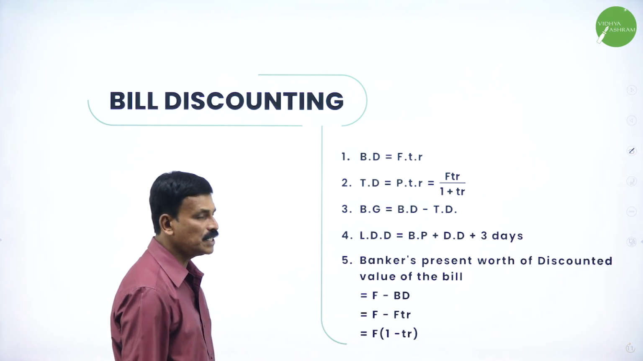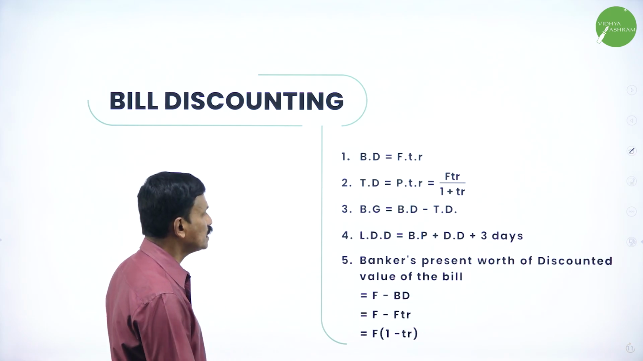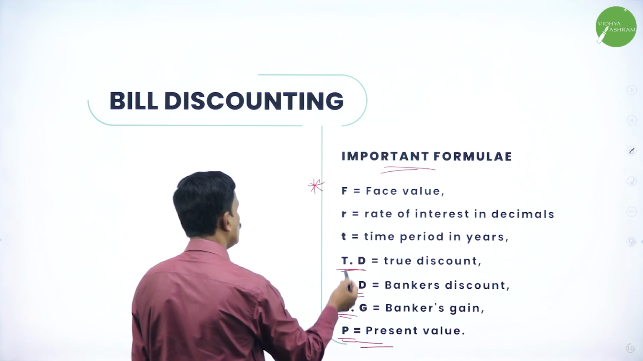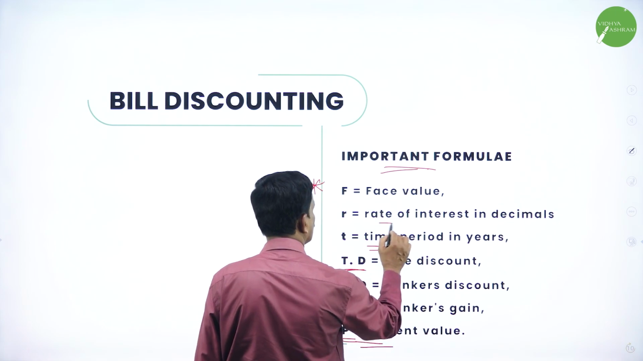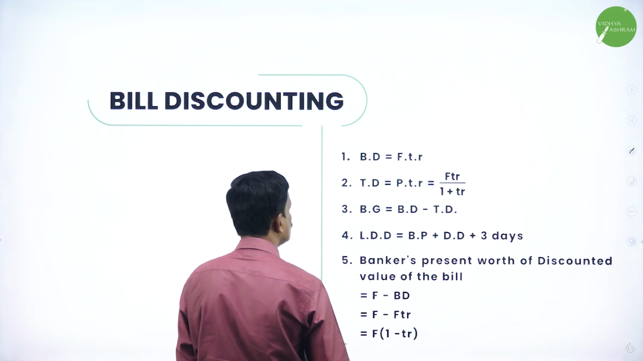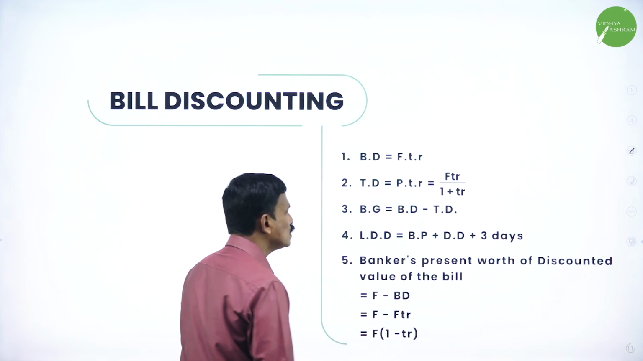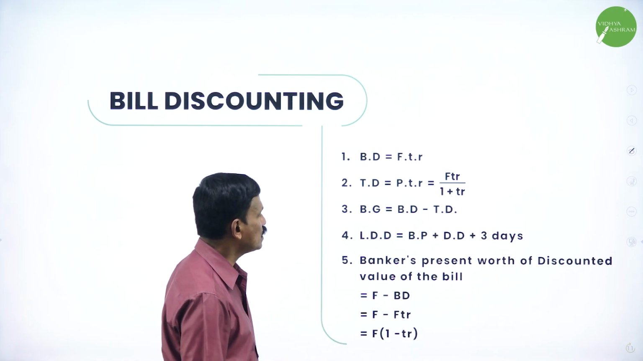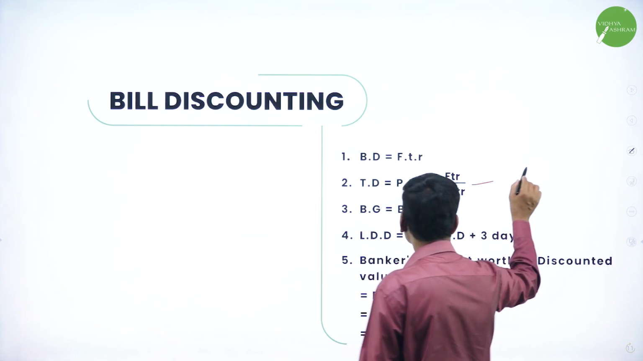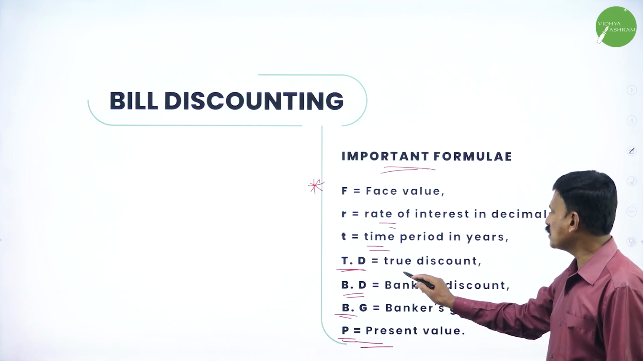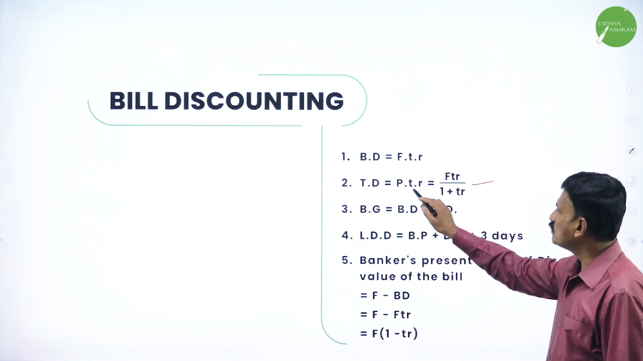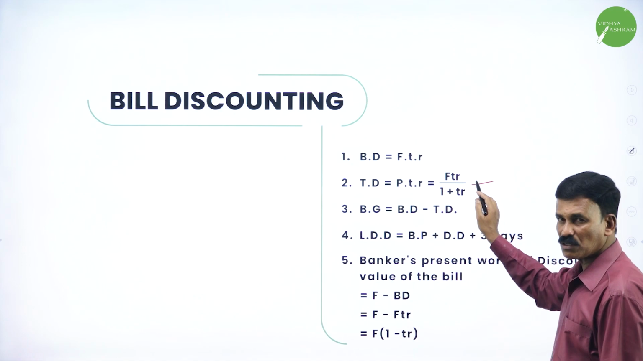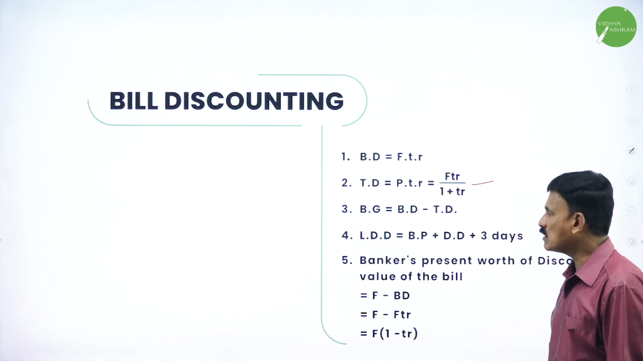Similarly, what is BD? How to find out BD? BD is nothing but F T R, where F is the face value, T is the time period, and R is the rate of interest in decimal. TD is also equal to P T R, that is P into T into R, which is nothing but F T R divided by 1 plus T into R. The true discount is equal to P T R, which is F T R divided by 1 plus T R.